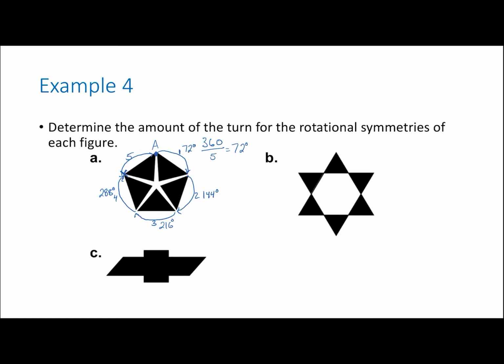Again, keep your degree symbol there. And then if you were to rotate that last time, you're going to get the 360 to get back to the top. And so we're not going to count that 360 because we're not worried about getting back to the top. We want to know how many times can we rotate it and it still look the same. If you rotate it 360 degrees, it is the same figure. And so we're really just looking at the other 4. And so there's 72 degrees, 144, 216, and 288. And you can see those each there.